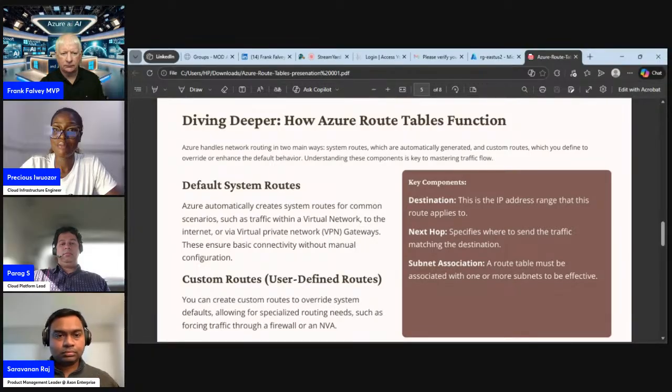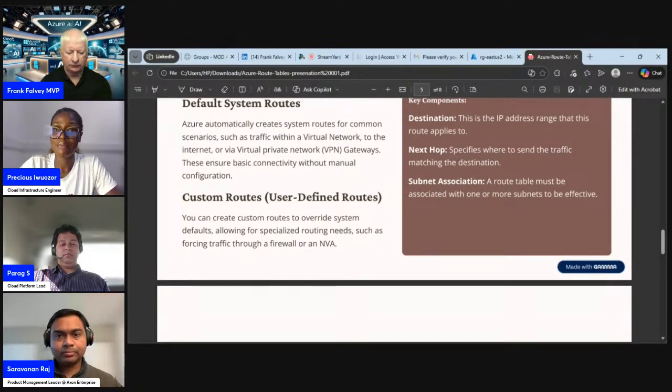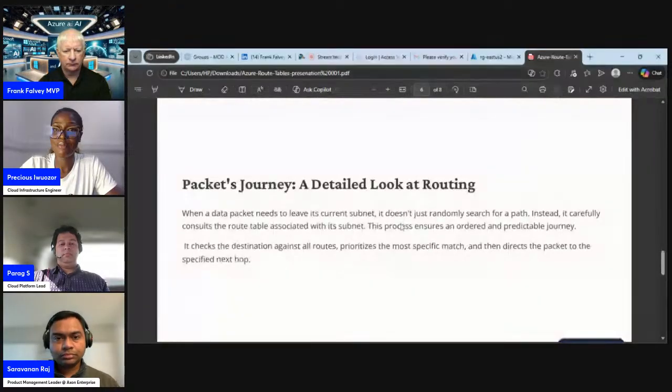When we talk about default routes, Azure automatically creates system routes for common scenarios, such as traffic within a virtual network, to the internet, or through a virtual private network gateway. This ensures basic connectivity without manual configuration. Then when we talk about the UDR, I mean the custom routes, you can create custom routes to override system routes, allowing for specialized routing needs, such as passing traffic through a firewall or a network virtual appliance, which I stated as the NVA, a short form of network virtual appliance.